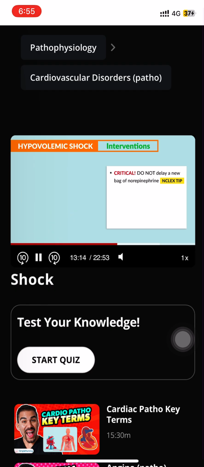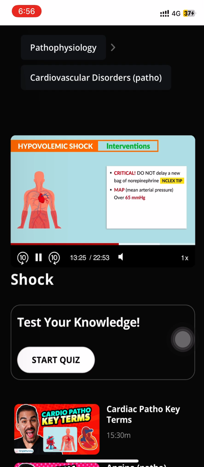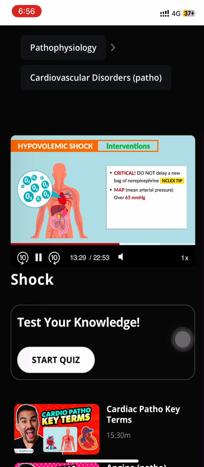Now, the goal here is to maintain MAP, that is mean arterial pressure, over the key number 65 millimeters of mercury, which means that the average blood pressure all over the body is adequate for tissue perfusion, or in other words, to oxygenate the body and keep the organs alive.